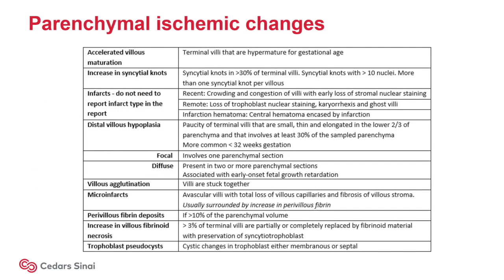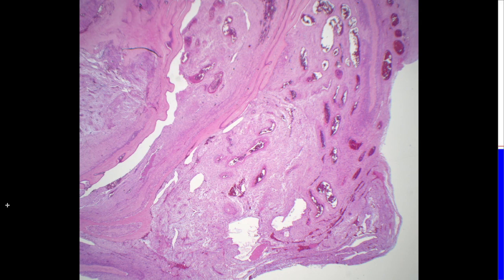In this table, I summarize most of the parenchymal changes we can see in the setting of parenchymal ischemia. The top half are the ones that we see more commonly and that are more diagnostic. Some of the others towards the bottom are controversial, like trophoblastic pseudocysts, and some others you actually need quite a volume of disease to be able to interpret them as parenchymal ischemic changes. Now I'll be sharing some virtual microscopy slides to understand how these lesions look.